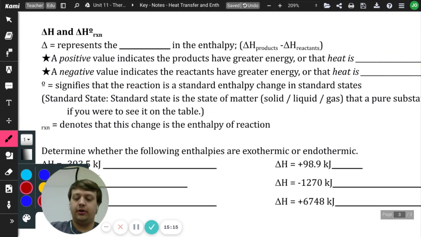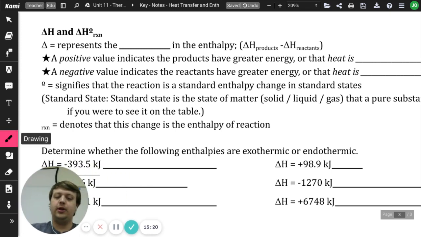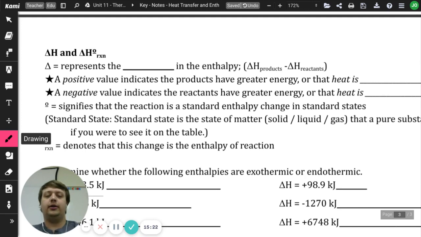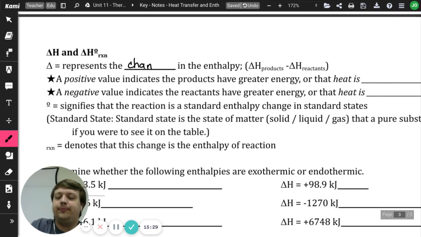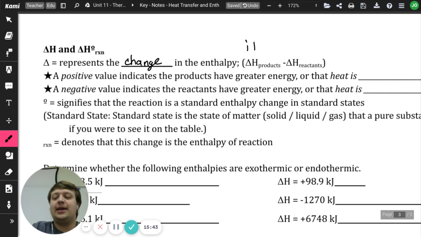Okay. So pull this ink back up. So for our delta H, we know that delta H, that triangle, represents change. So the triangle represents the change in enthalpy. And so to solve for the change in enthalpy, we do products minus reactants. So I've always remembered this by saying it's hot in Puerto Rico.